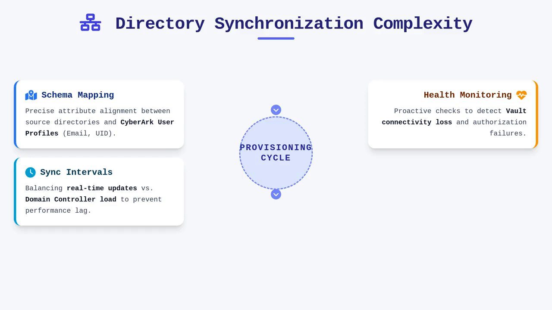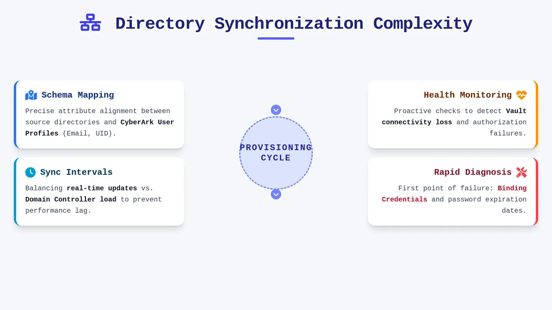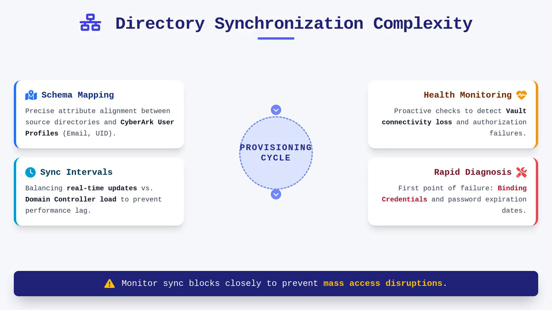Frequent health checks are necessary to proactively identify when the vault loses connectivity with the source directory, which usually manifests as an inability for users to log in or failed authorization assertions. When diagnosing issues, start by verifying your binding credentials, as these are frequently the first point of failure if an account has reached its password expiration date. Monitoring these synchronization blocks allows you to catch inconsistencies in the schema mapping before they lead to mass access disruptions for your end users.